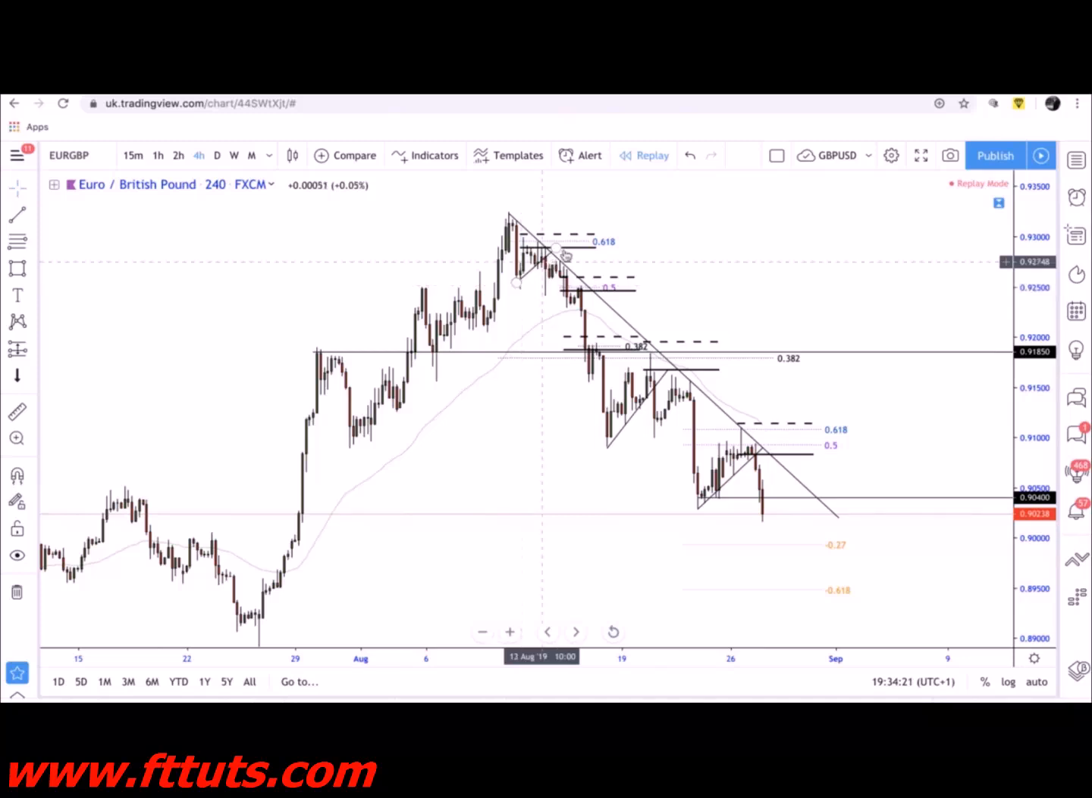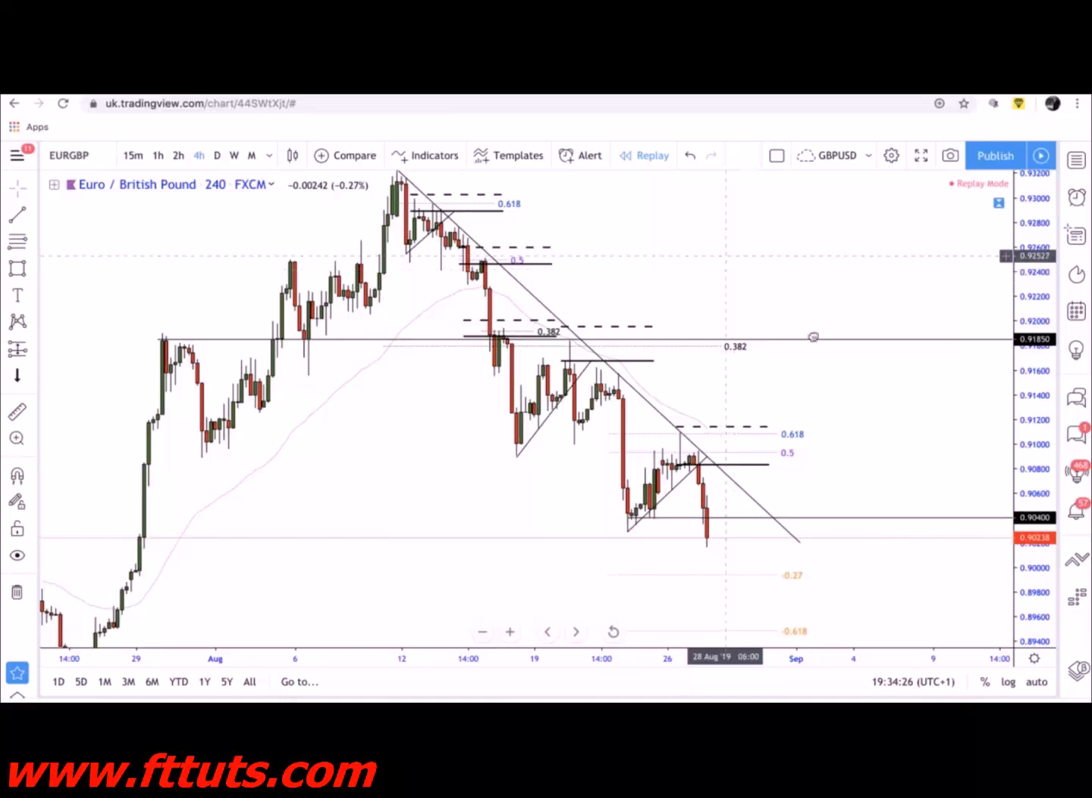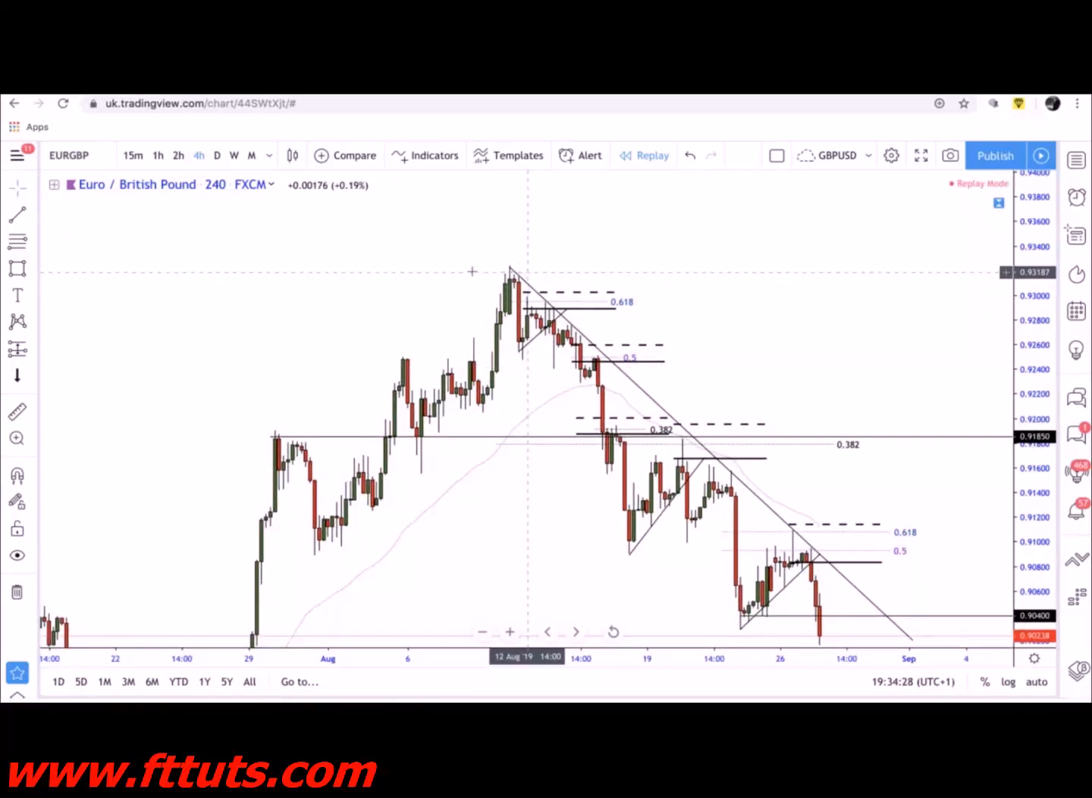So what I'm trying to say is, what we could have done to try and pick this top and pick this bottom is we would have been aware. And obviously you do need a minimum of at least 2 confluences. So we've got that already. We've hit the 9-3 and we've formed this 4-hour bearish engulfing candlestick. So we've got 2 confluences.